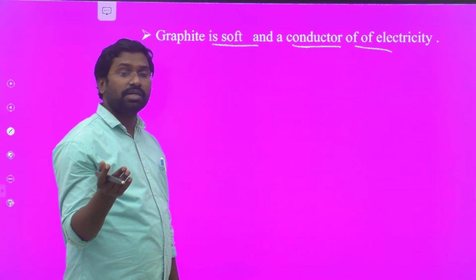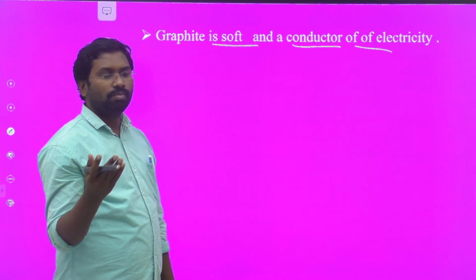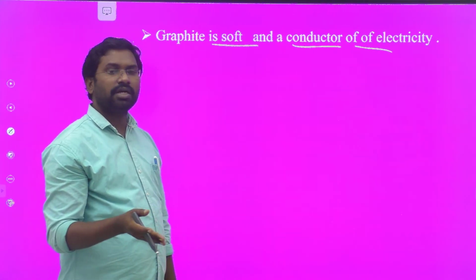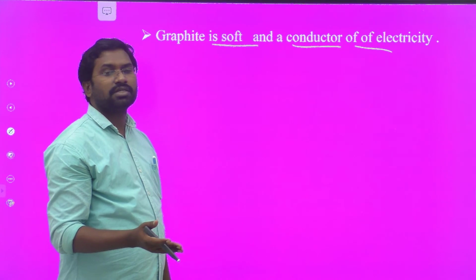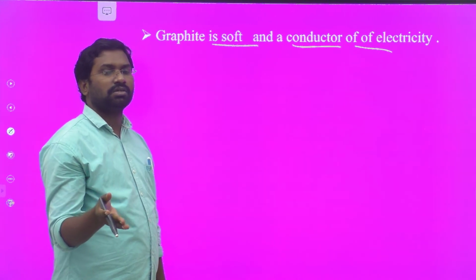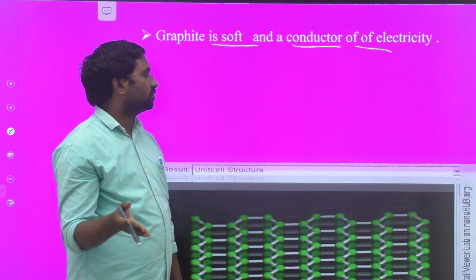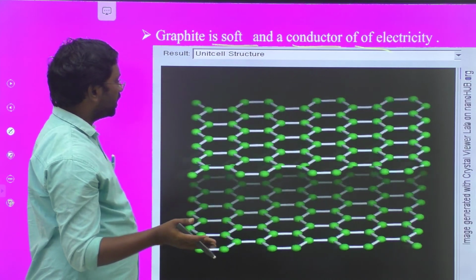So what is the property difference between diamond and graphite? Both are allotropes of carbon, but diamond acts as an insulator, while graphite acts as a conductor of electricity, because of their structure only. So this is the structure regarding graphite.